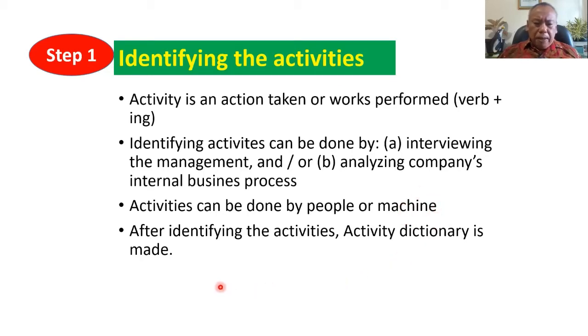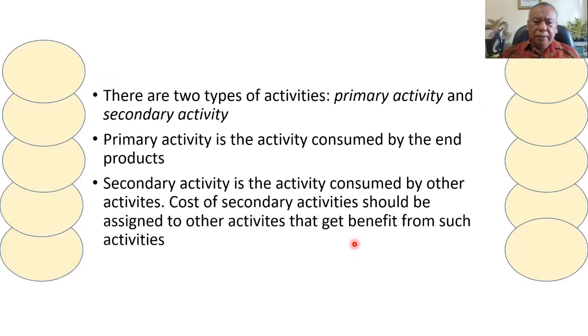And then after we identify the activities, we need to make the activity dictionary. In this case there are two types of activities: primary activity and secondary activity. What does primary activity mean? Primary activity is the activity consumed by the end products, while the secondary activity is the activity consumed by other activities.